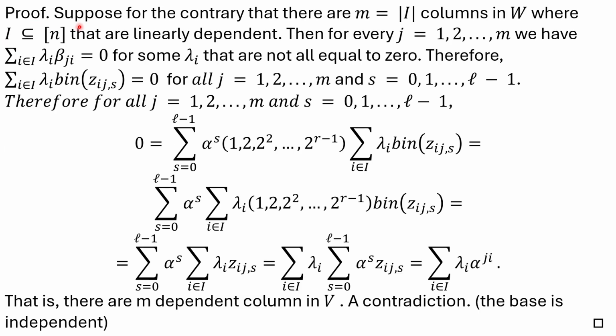Proof. Suppose for the contrary that there are m columns in W, where i is in n, that are linearly dependent. Then for every j from 1 to m, we have the sum of lambda_i multiplied by beta_ji is equal to 0 for some lambda_i that are not all equal to 0. Therefore, if we remember the definition of beta_ji, it was the binary of Z_ijs for all j from 1 to m and s from 0 to L minus 1.